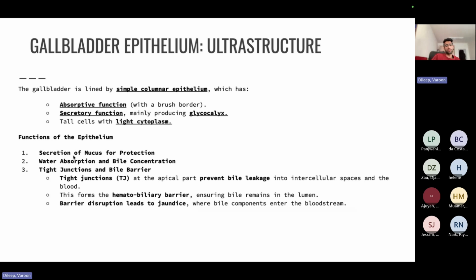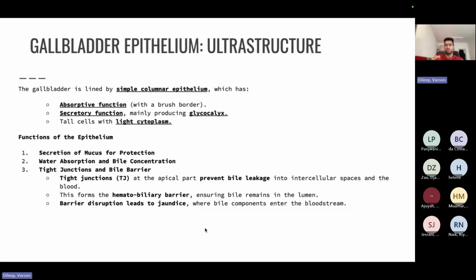The first function is the secretion of mucus for protection. As I said, water absorption increases the bile concentration, and then we have the tight junctions and the bile barrier. Tight junctions, as I said before, are present at the upper or apical part, which prevents the leakage of the bile into the intercellular spaces, and this forms the hematobiliary barrier. If it is disturbed by something, this leads to jaundice, where the bile components enter the bloodstream.